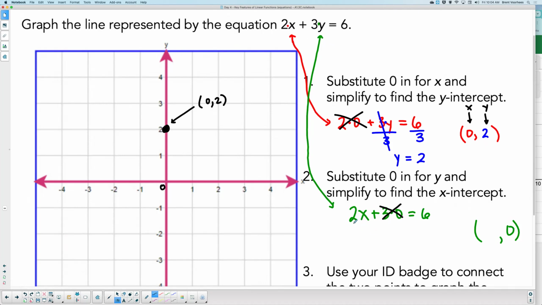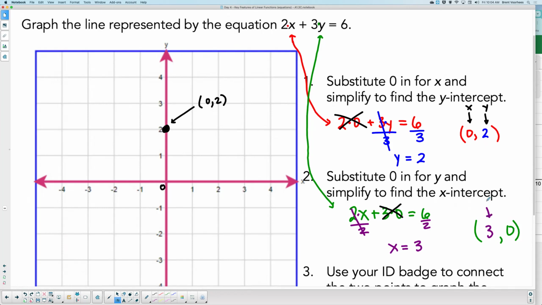So in this case, we have 2x equals 6. Okay, we got to get this x by itself. What's the opposite of this, or what's the 2 doing to the x right now? Multiplying. What's the opposite of multiplication? Division. Let's divide both sides by 2. So x would equal, what's 6 divided by 2? 3. This will be our x-intercept.